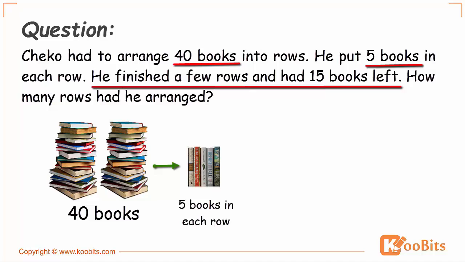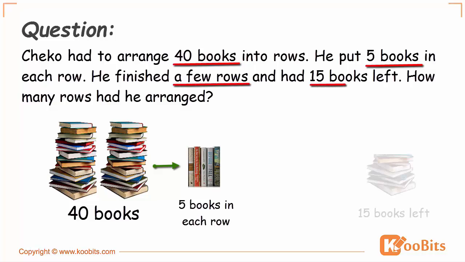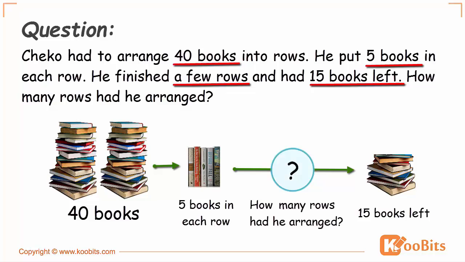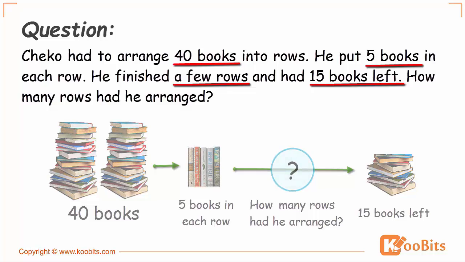He finished a few rows and had 15 books left. Do we know how many books had been arranged? No, we have no idea. But we do know that he finished a few rows and left with 15 books in the end. How many rows had he arranged? The question asks us to find the number of rows that Chico had completed. All right, now that we've understood the question, let's move on to solve this word problem.